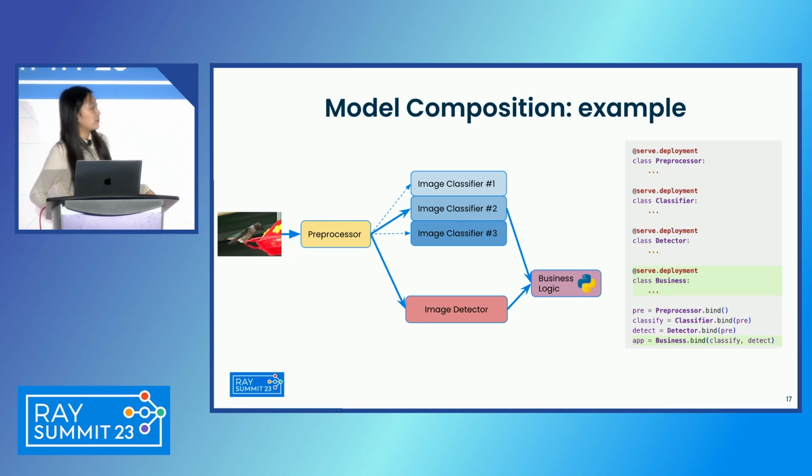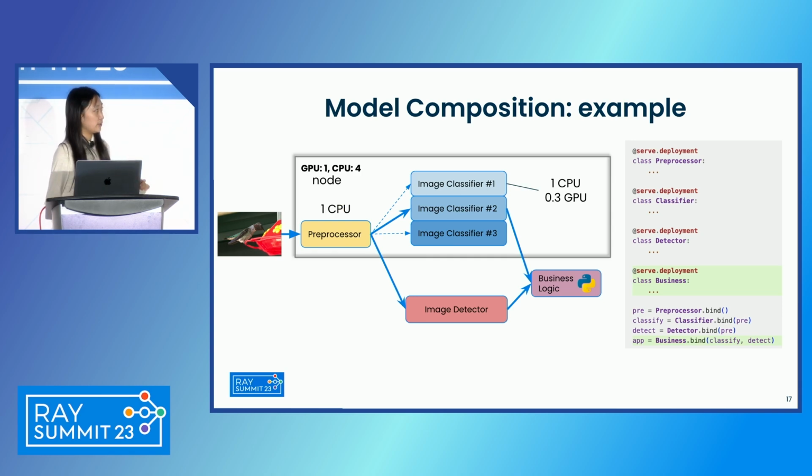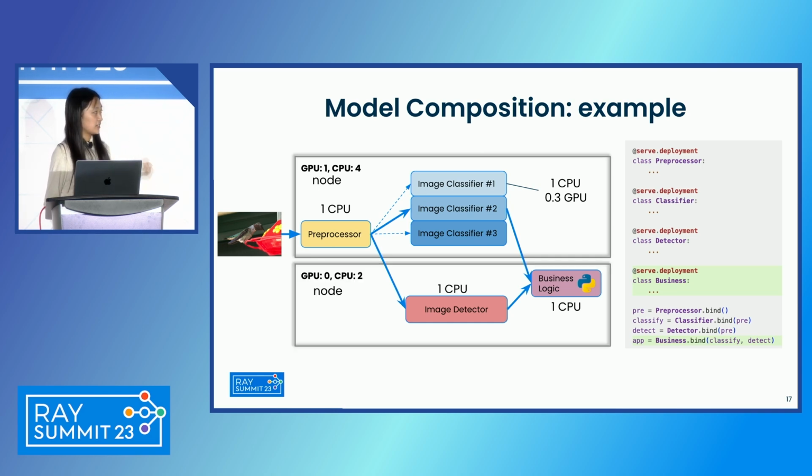We can look at an example of resource allocation for this application. Classifiers might take 1 CPU and 1/3 of a GPU each. Pre-processing usually runs on CPU, so we can put those 2 deployments on a node with 4 CPUs and 1 GPU available. And then the detector and business logic probably also run on CPU, so you can put those 2 on a second node with 2 CPUs available. So it's really easy to share resources between the models in your application.